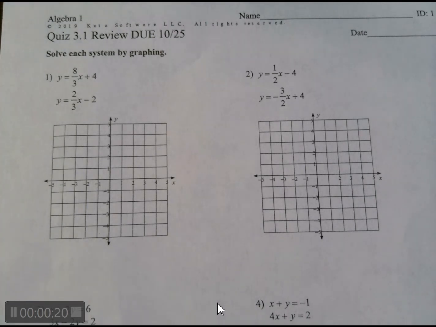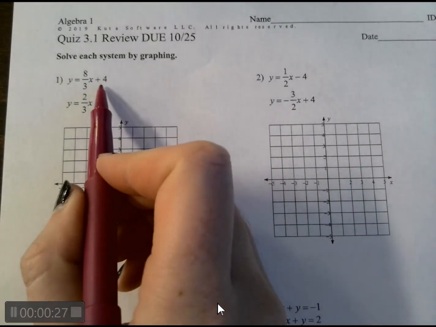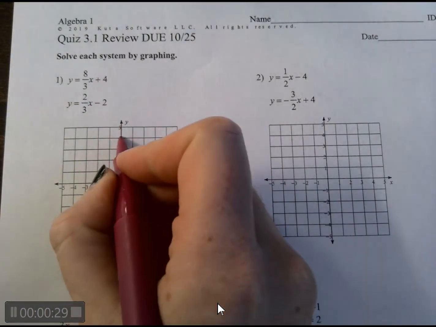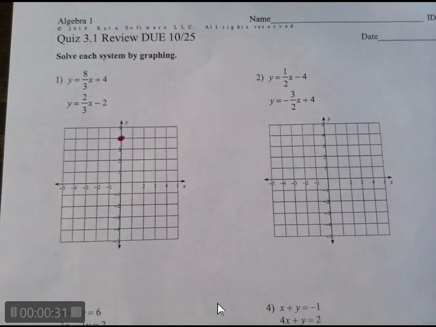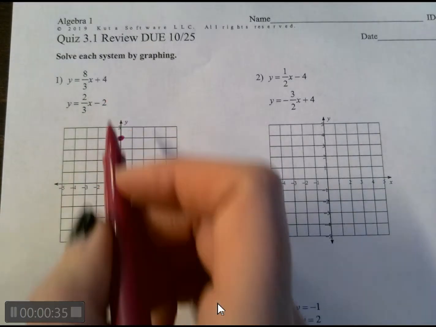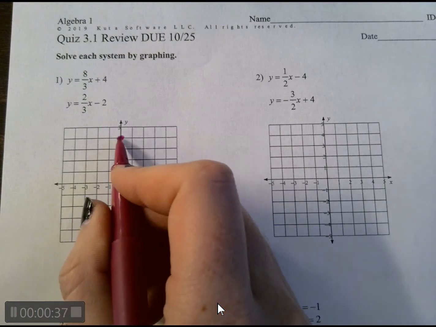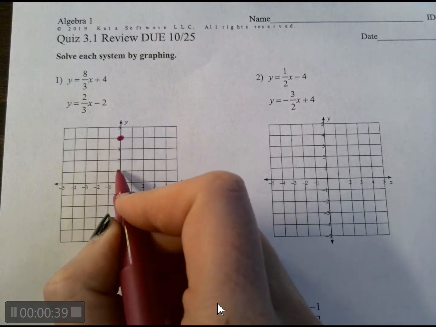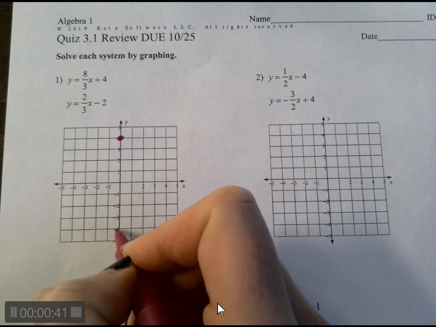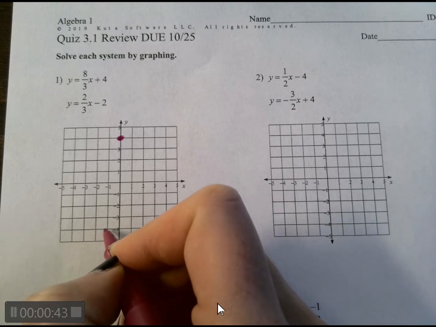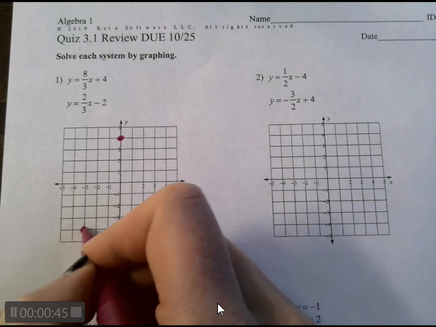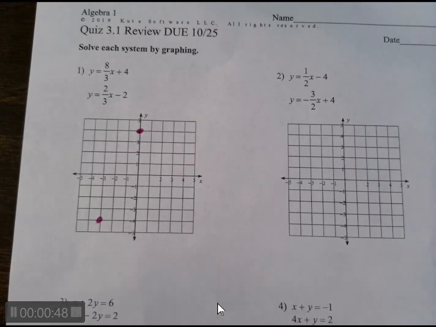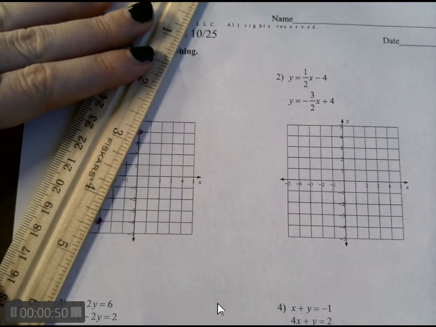So, the first one says solve by graphing. So, we are going to graph these two lines. Let's graph the first one. So, we start at positive 4. And then our slope is up 8 and to the right 3, but obviously we can't go up 8, so instead we have to go down 8. So 1, 2, 3, 4, 5, 6, 7, 8, and to the left, 1, 2, 3. And then we can go ahead and draw our line.